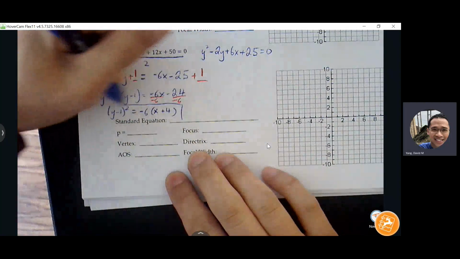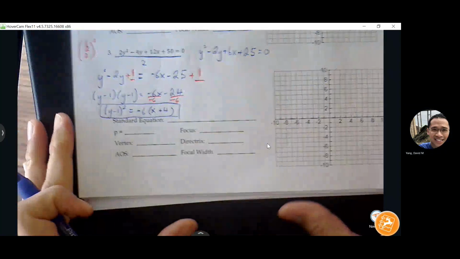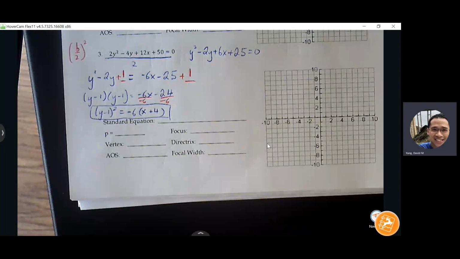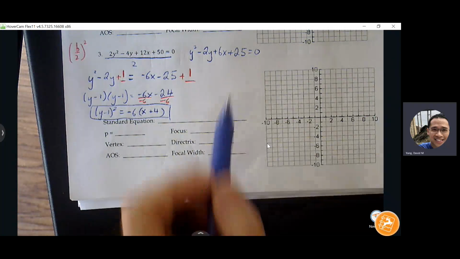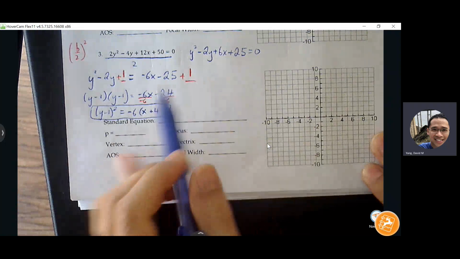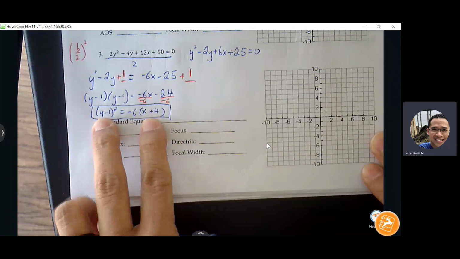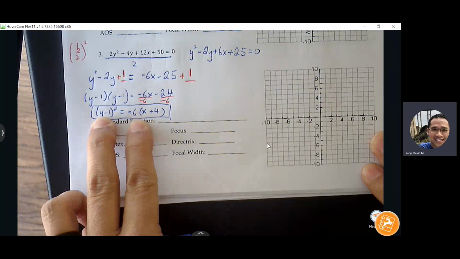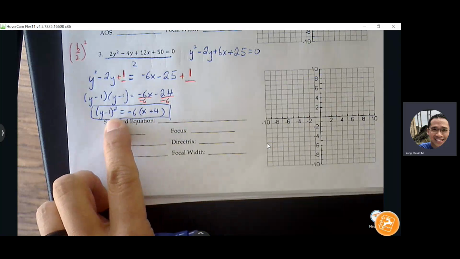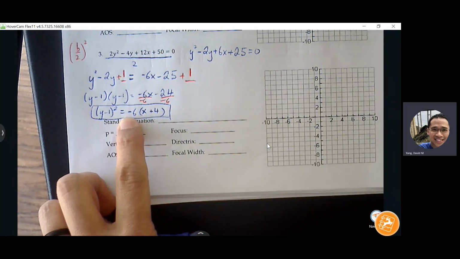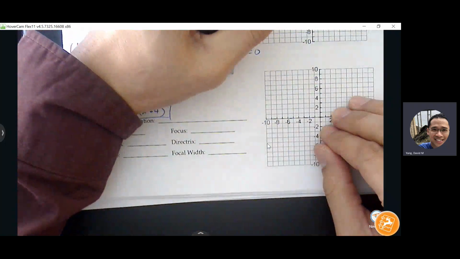So this is kind of like our starting point for building our parabola on the graph. Okay, before we find any information, let's just do a quick sketch of the graph. How is this graph going to open? Left. To the left, yeah. Y squared is either left or right. The negative is going to help you decide. It's going to open to the left.